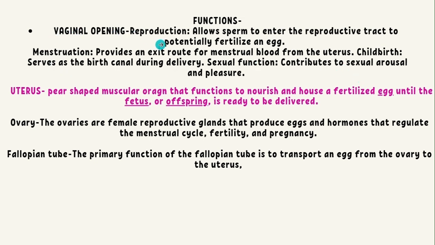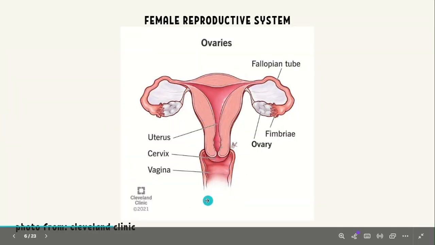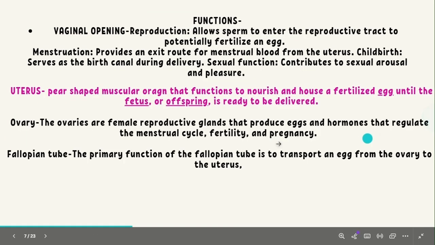So the first one is the vaginal opening. It allows sperm to enter the reproductive tract to potentially fertilize an egg for reproduction. Also menstruation, so it provides an exit route for the menstrual blood from the uterus. It also functions in childbirth, serving as a birth canal during delivery, and also for sexual function. But basically, everything has to pass through the opening right there.